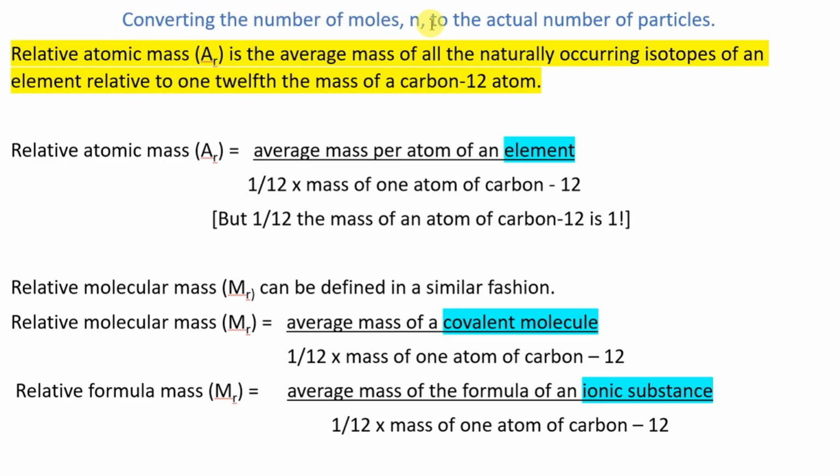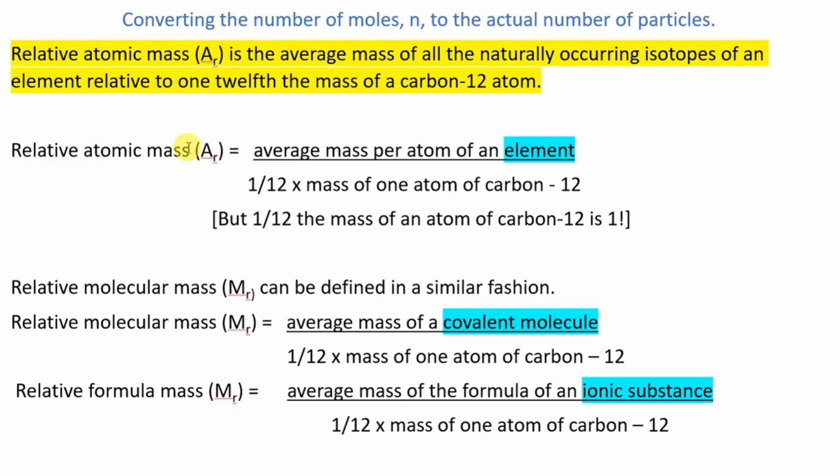Converting the number of moles to the actual number of particles. Here we're really using relative atomic mass, and here's a definition. It's the average mass of all the naturally occurring isotopes of an element relative to 1/12 the mass of a carbon-12 atom. 1/12 the mass of a carbon-12 atom is 1, but it's our definition.